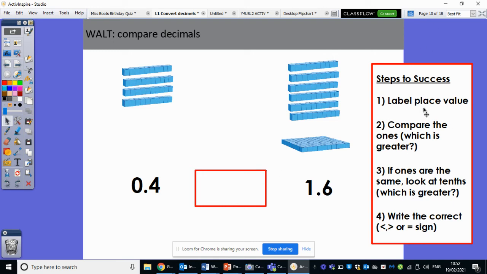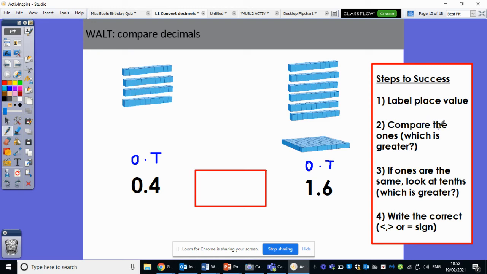So I've got my steps to success up here. I'm going to do the first one. Just watch me do this. The first thing I'm going to do is label the place value. So this is going to be our ones, and this is going to be our tenths. And again, our ones and our tenths. And remember not to get the tenths confused with tens, because of course tens would be over here, for example, if it was 11.6. So these are our tenths. So I've labeled the place value.